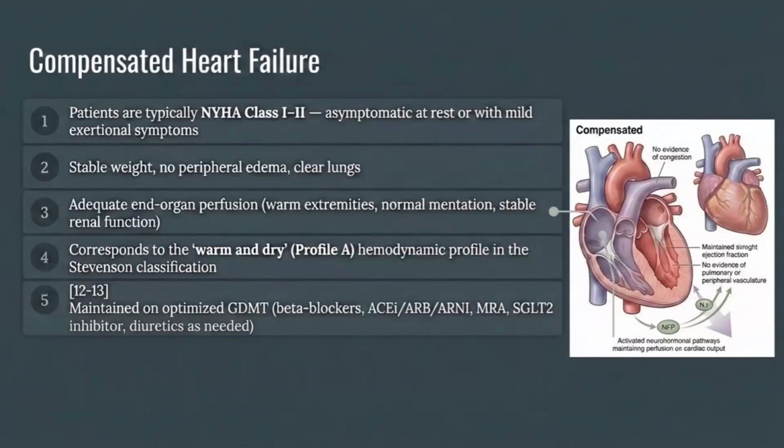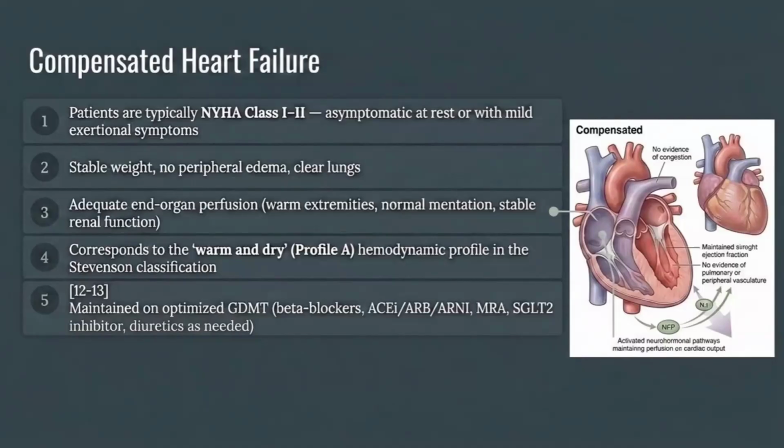So there's going to be adequate end organ perfusion, warm extremities, normal mentation, and stable renal function, which corresponds to the warm and dry profile A. And they're maintained on optimized guideline-directed medical therapy: beta blockers, ACE inhibitors, and ARNI, which is its own class. This is Entresto.